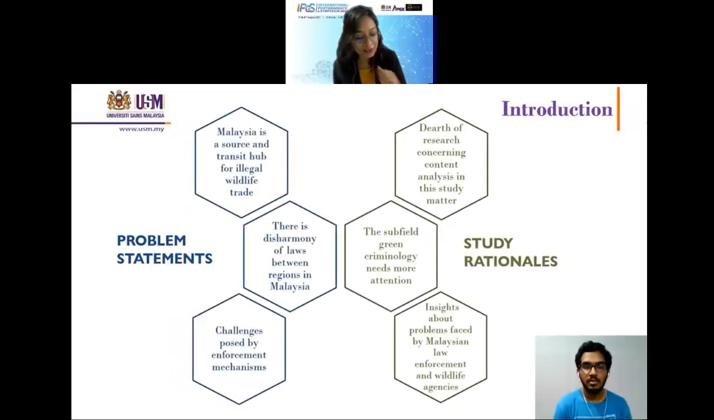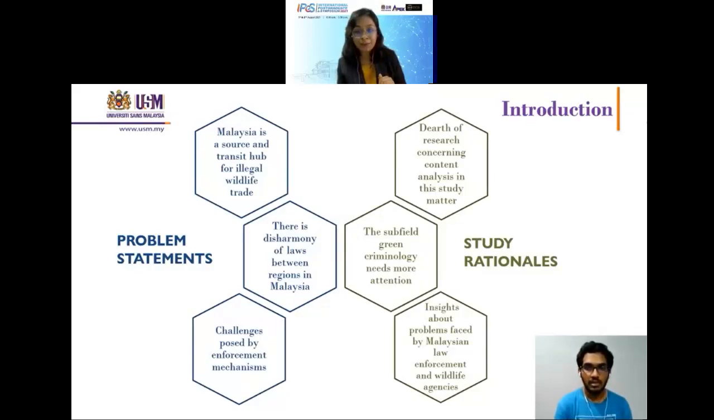The first problem statement is that Malaysia is a source and transit hub for illegal wildlife trade, speaking for the seriousness of this issue. Second is that there is a disharmony of laws between regions in Malaysia. Third is the challenges posed by the enforcement mechanisms.